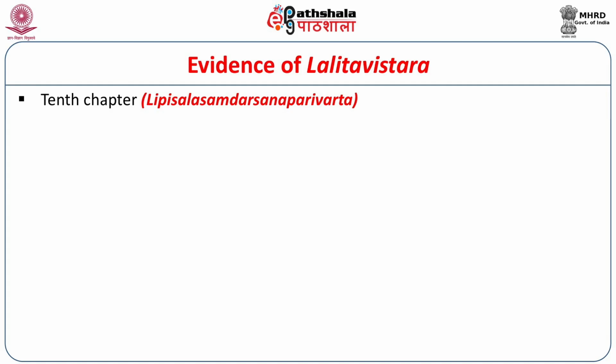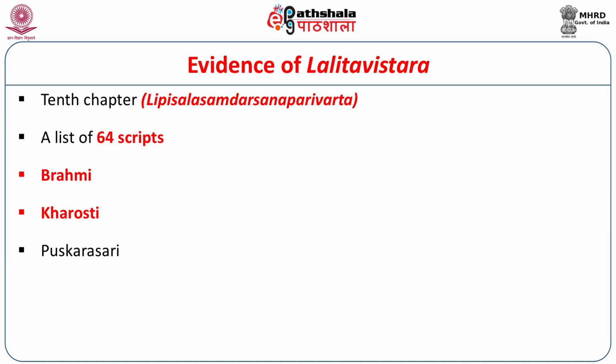The 10th chapter of this book is called Lipi Shala Sandarshana Parivarta. This has a list of 64 scripts, of which the major ones are Brahmi, Kharoshthi, and then some names of regional scripts like Puskarasari, Angalipi, Vangalipi, and Magadalipi. But the first two names are very important for us. One is Brahmi and the second one is Kharoshthi, the two actual scripts of which we have a clear idea of their existence, their geographical distribution, and their chronological attributes.